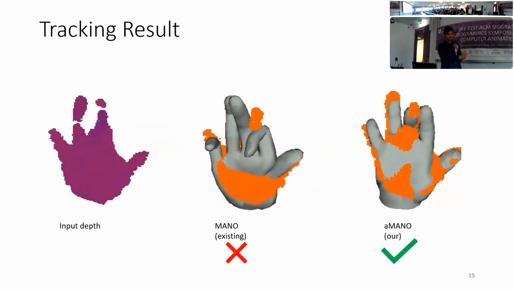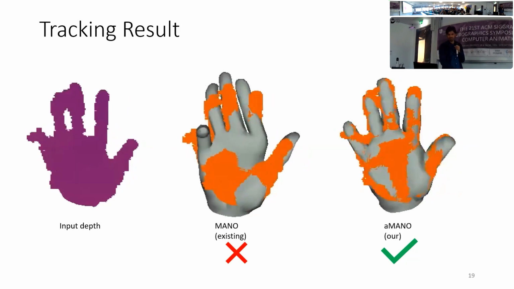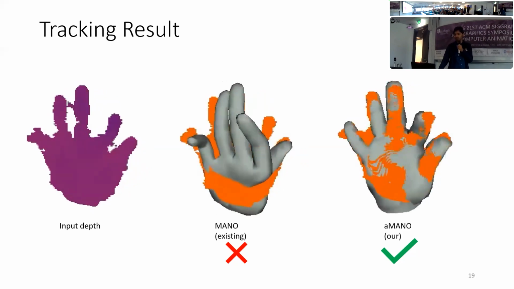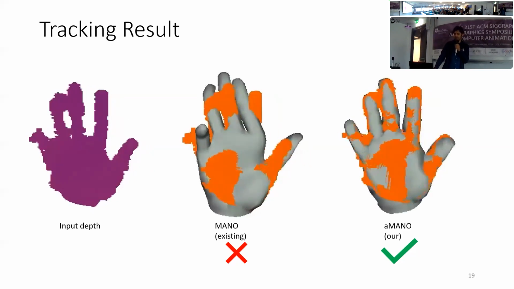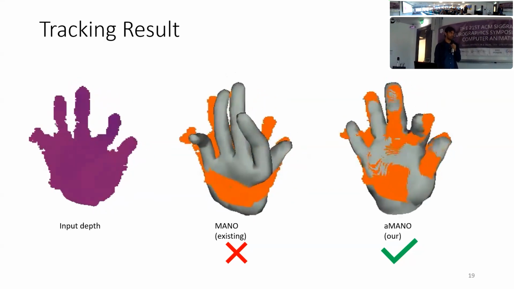Here is an example of a child sequence. Here we can see that existing hand models fail to track because of incorrect correspondences, whereas our model can track the child's hand more accurately because of its ability to adapt its shape to the user's based on the depth image.